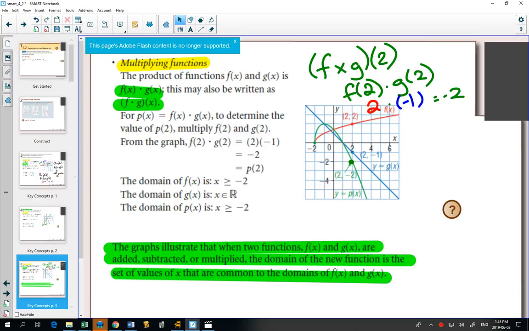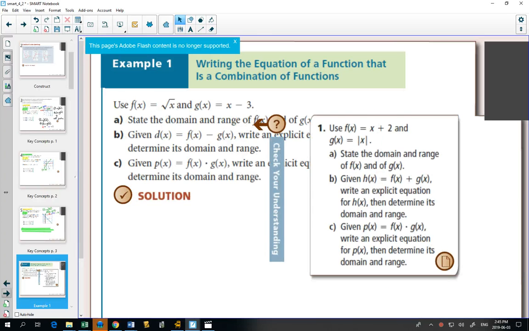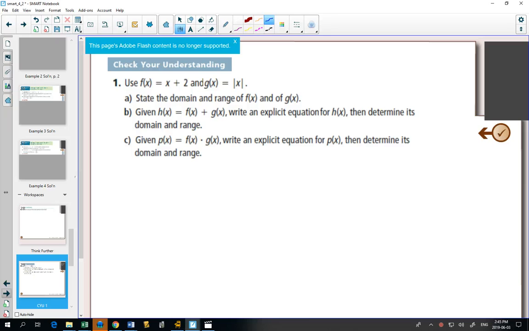So if we look at example 1, you've got f of x equals x plus 2 and g of x. So what we're going to do is graph both of those on their own. I'm going to graph one in blue and one in red. And when we add, subtract, or multiply these, I'm going to draw the new graph in green.